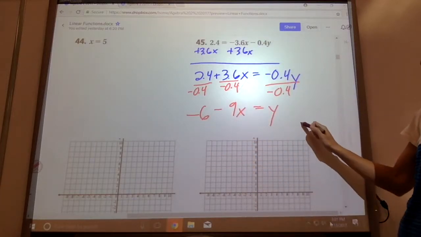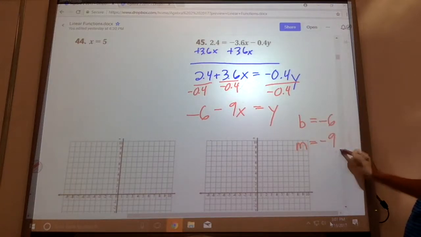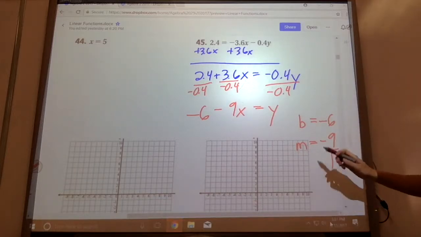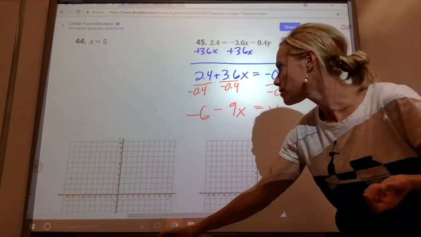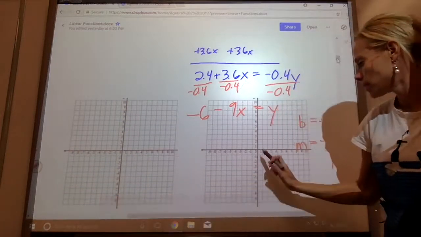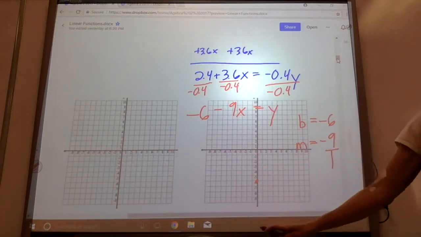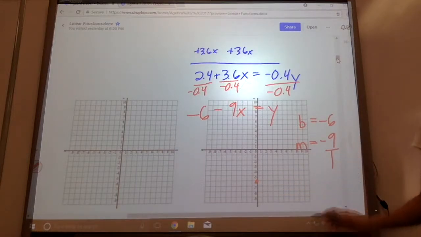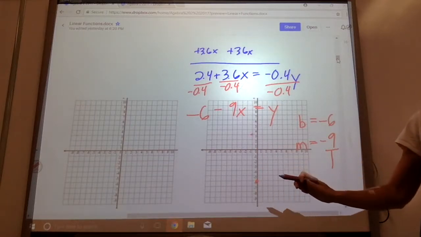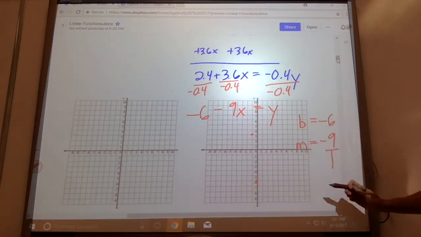Graph that. I know my b is -6. My m is -9 over 1. You can change anything into a fraction. Put it over 1. So I'm going to go down 6. There we go. Down 9 over 1, but I'm going to run out of room. So you can reverse it. You can go up 9, left 1. Up and left is opposite of down and to the right.